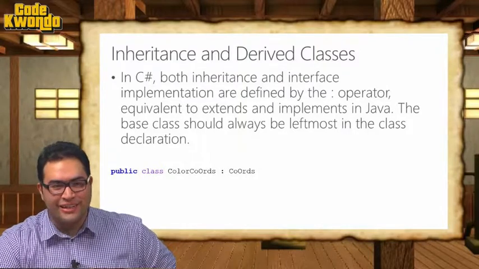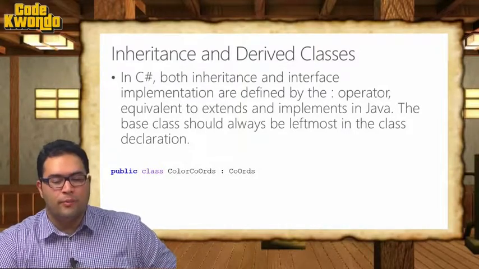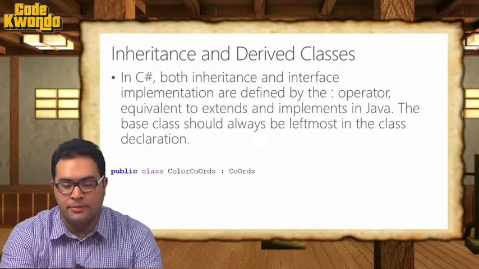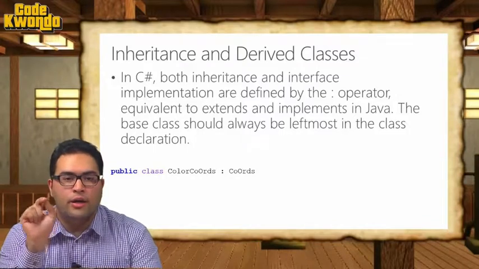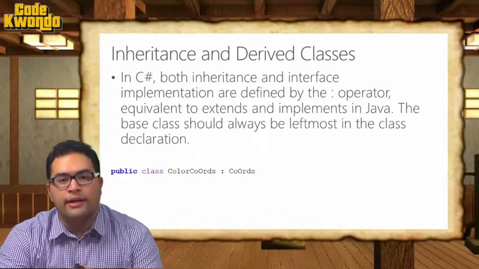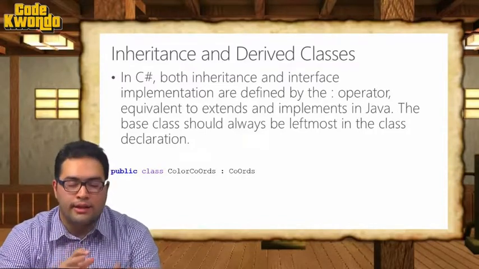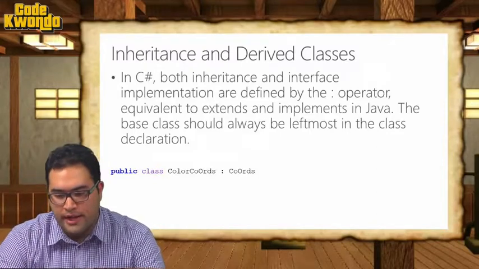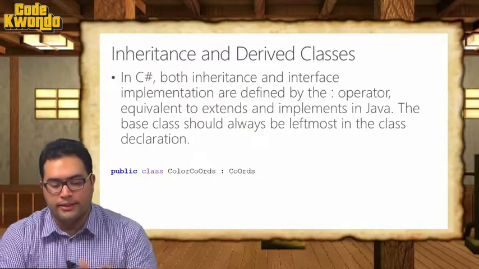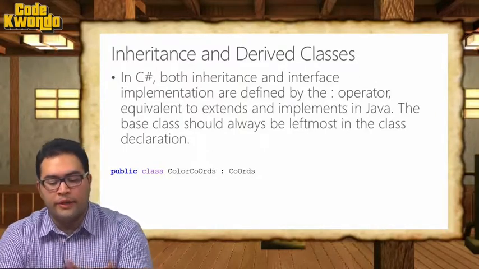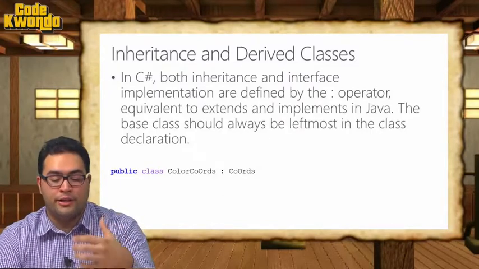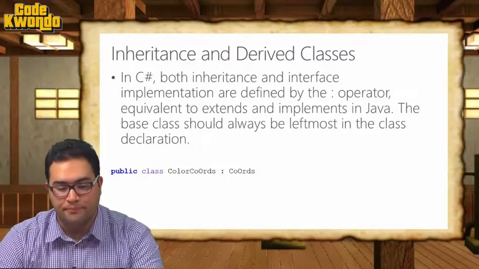So jumping back to inheritance and what happens when you got derived classes. So in C#, both inheritance and interface implementations are defined by the colon operator. This is different from Java where you have the implements keyword and the extends keyword. In C#, it is exactly like C++. We have the colon operator instead. The base class is always the one on the leftmost in your class list. And here we have an example where I'm inheriting a class called coords, and the derived class, the one that's inheriting from coords, is called color coords.